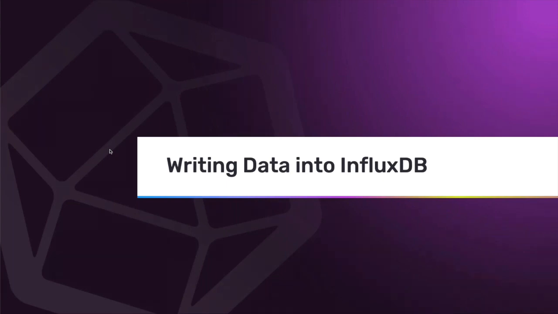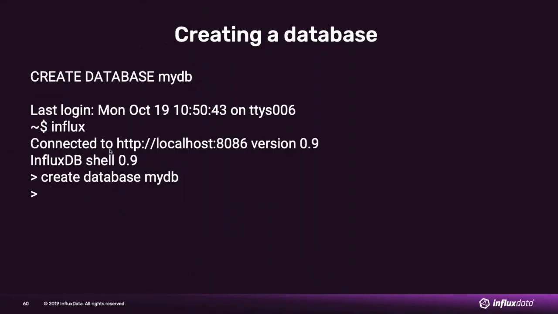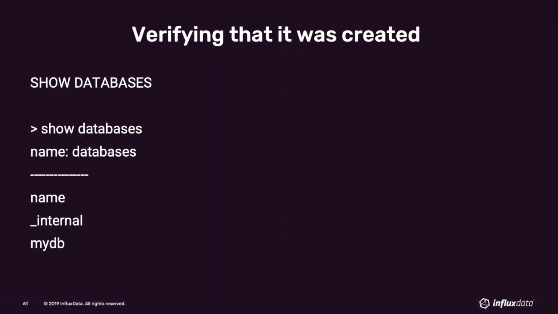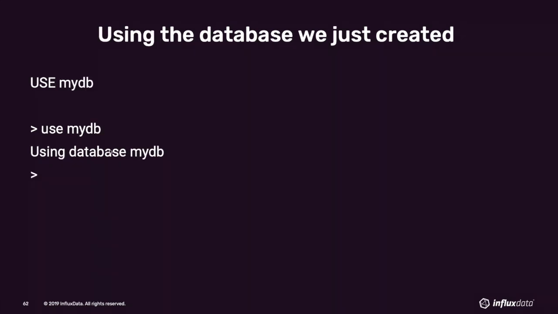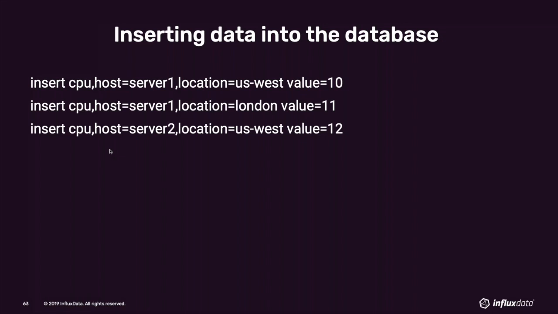We're going to show you how easy it is to write data into InfluxDB so you can start using it. This is for downloading InfluxDB. Once you download InfluxDB, you can create a database. Here we just type create database mydb. Then we type show databases, and we will see all of the databases that we have, and there's that mydb that we just created. We can type use mydb, and at that point we are now using the database. We can start bringing in data.